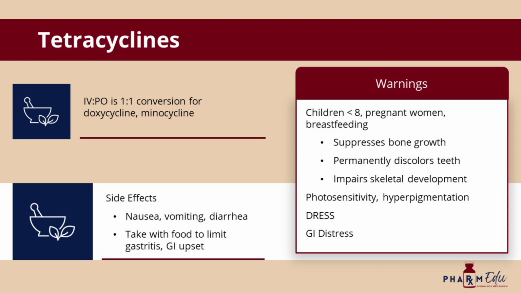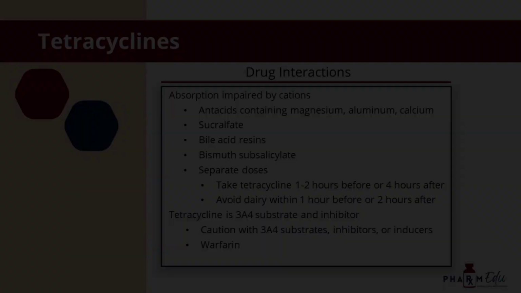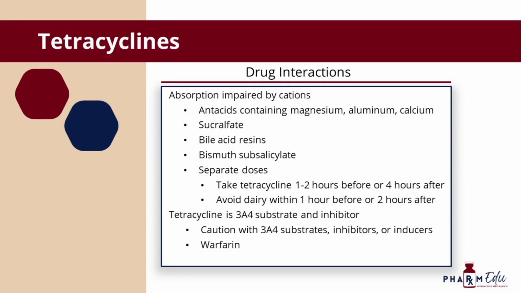Other warnings include photosensitivity and hyperpigmentation, DRESS, and GI distress. Side effects include nausea, vomiting, diarrhea, and you want to make sure you take with food to limit gastritis and GI upset. Drug interactions are going to be focused around combination with other cations, which can limit the absorption of the tetracycline. These include antacids, those containing magnesium, aluminum, and calcium, sucralfate, bile acid resins, and bismuth salicylate.